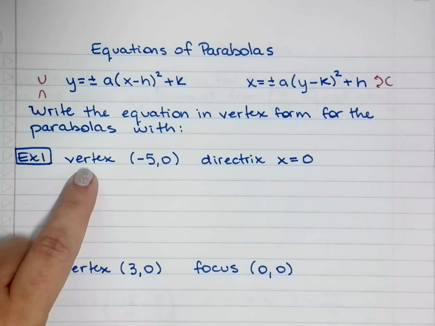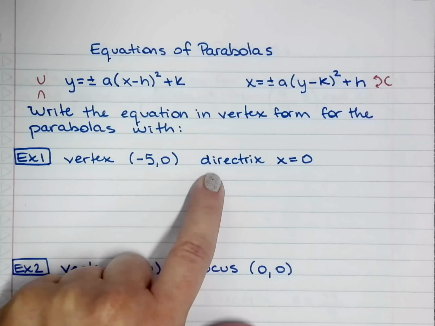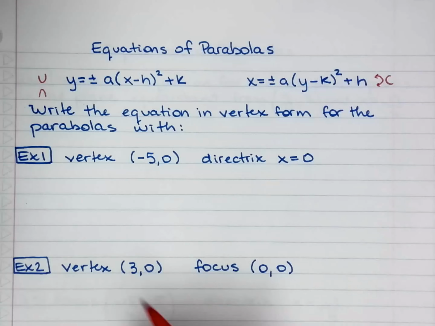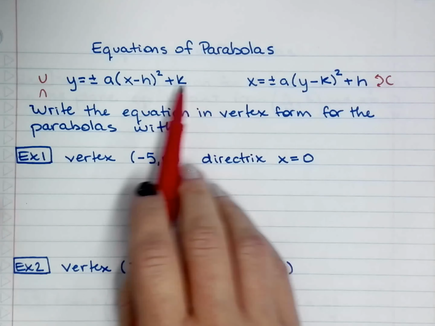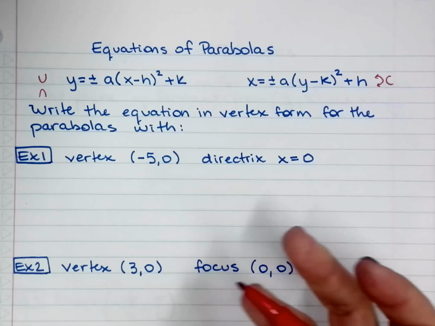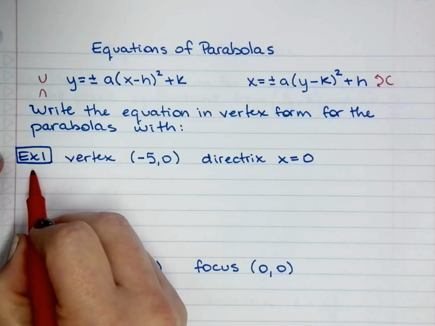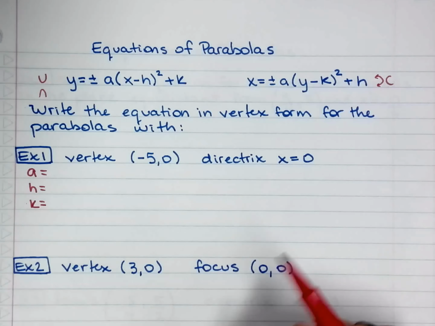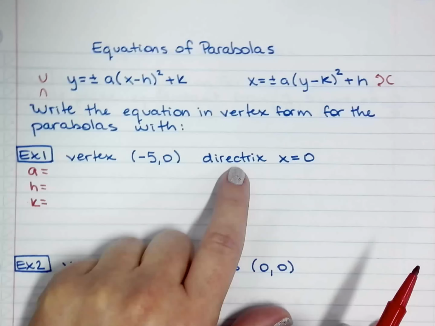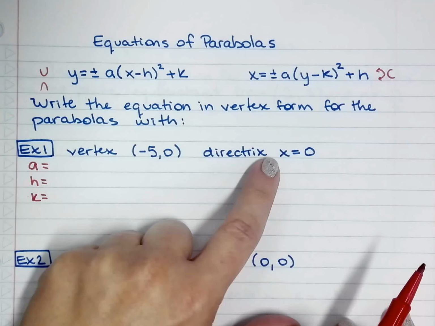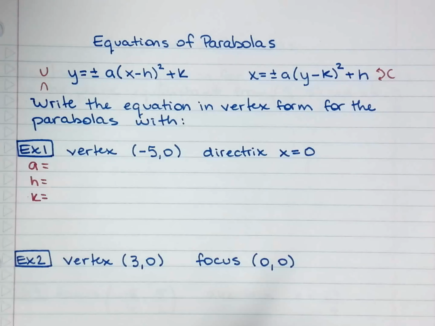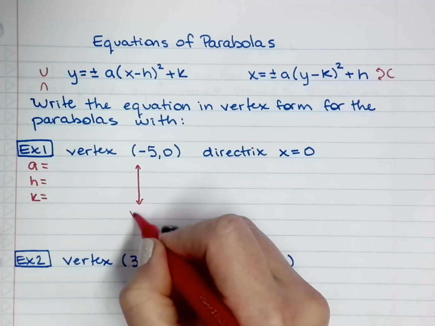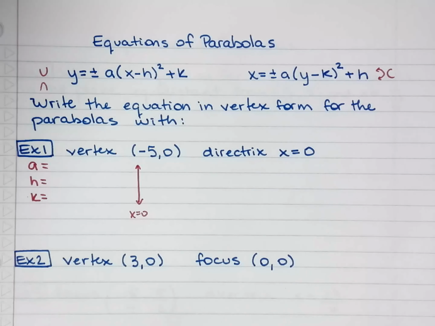So off we go. I have the vertex and I have the directrix. Either way, I need to write the equation in vertex form. So it's one of these two, but I need to decide what kind of parabola we have. I won't know until I go through all the steps and sketch the graph. I like to start with the directrix because x equals is a vertical line. So that vertical line is right there on the graph, x equals 0 somewhere, right?